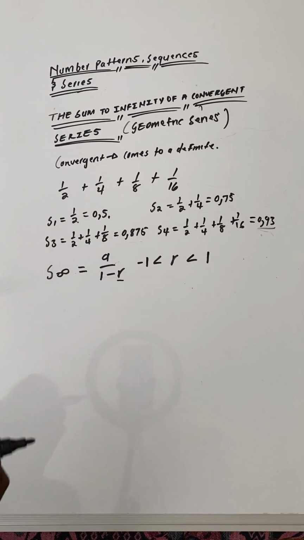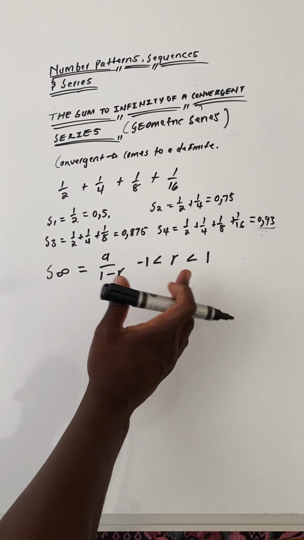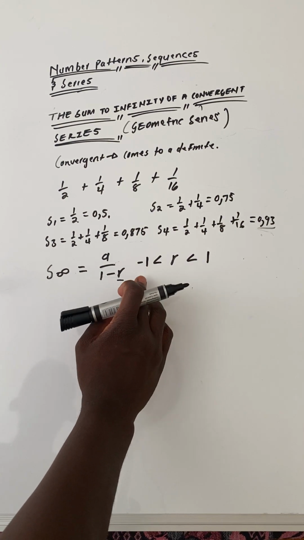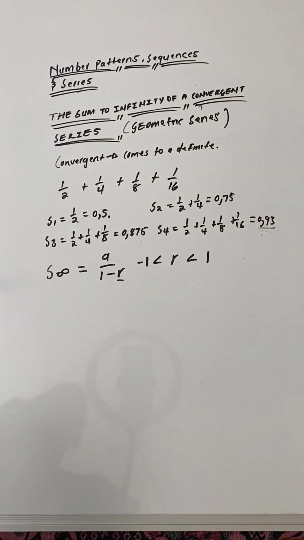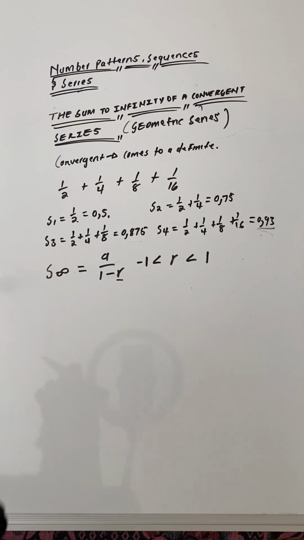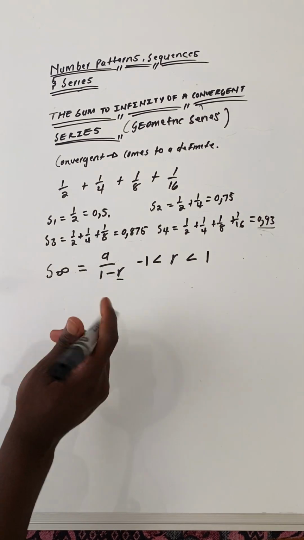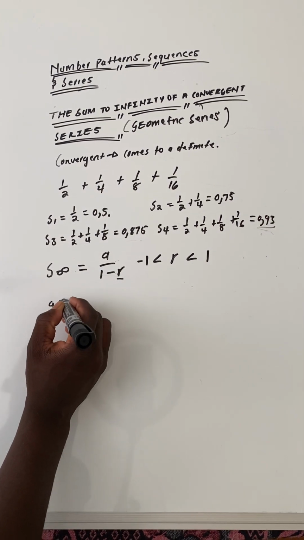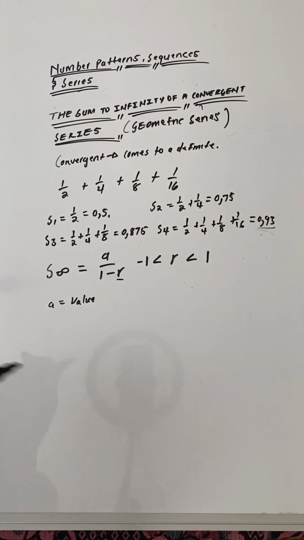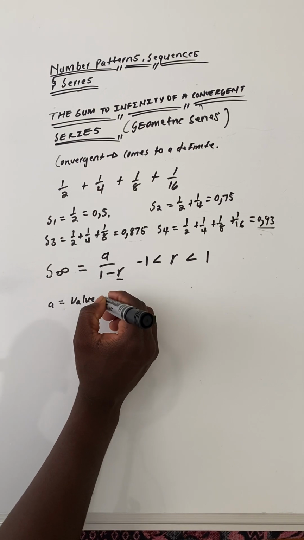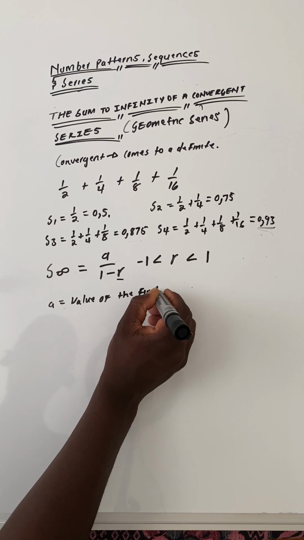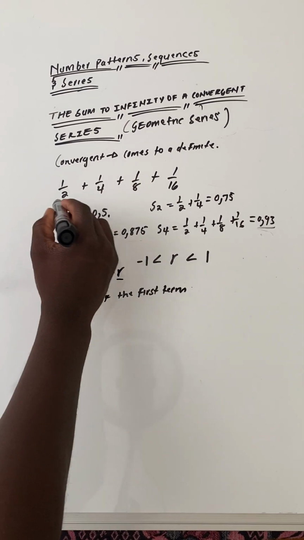So it means that we are allowed to get a 0,5, because we know that 0,5 is less than 1 and also greater than -1, right? I hope that makes sense. So for you to calculate the sum to infinity, you simply put this. a would be the value of the first term, as we learned from the previous lessons. So this will be the value of the first term in the series, right? So that will be 1/2.